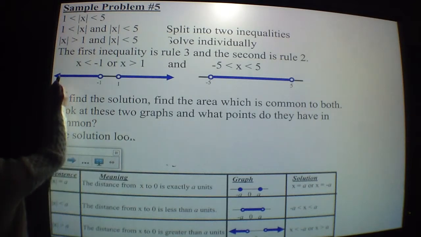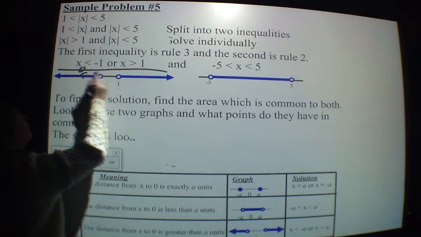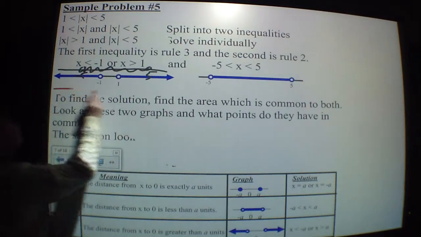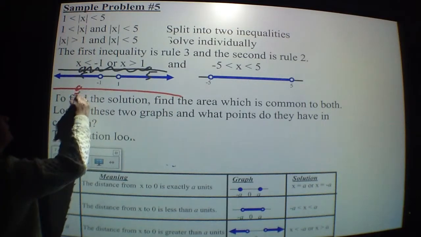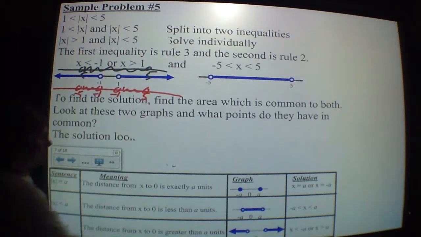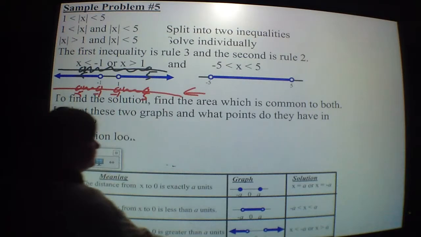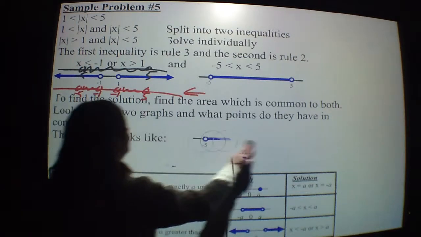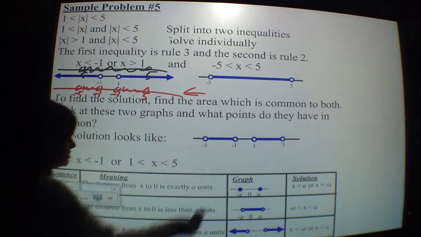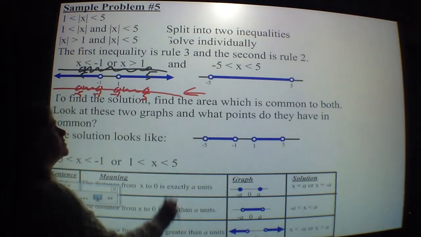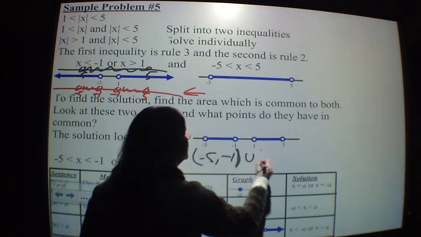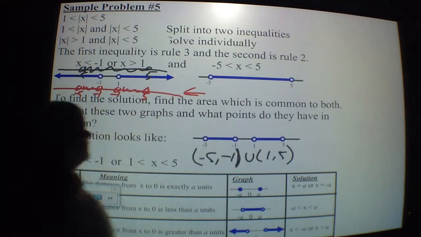And again, let me redraw this right here. Negative 5, positive 5. I hope you can see that they would overlap. Let me draw it underneath it. Negative 5 to negative 1, 1 to 5. That's my solution. Okay, so that's what the solution looks like. In interval notation, which is how I'm going to want you to write it, negative 5 to negative 1, union 1 to 5. And you're done.